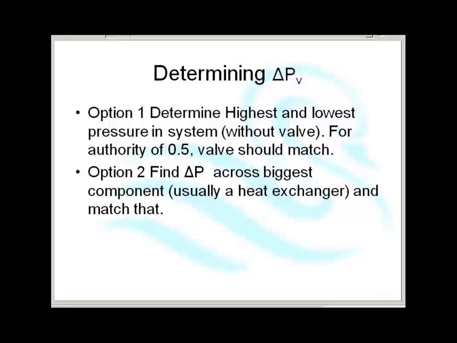The third way is to find a big resistor, the biggest resistor in the system. Say, for instance, you've got a boiler, and you've got a pipe going into it and a pipe going out, and you need to put a valve there to control the flow into the boiler. Well, the valve has to be the same resistance as the rest of the system put together to give us an authority of about 0.5, yeah?